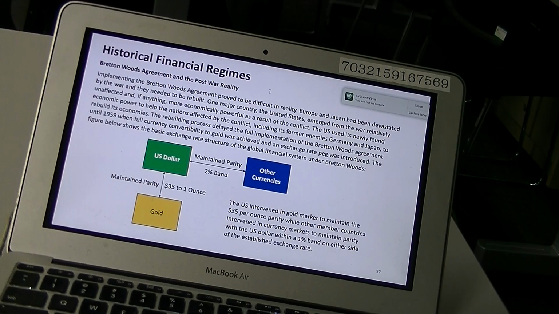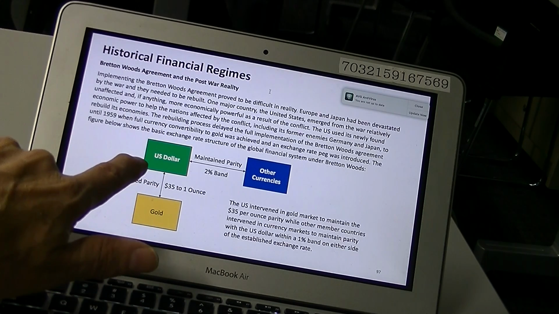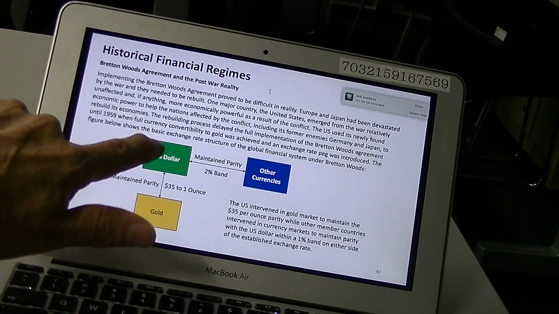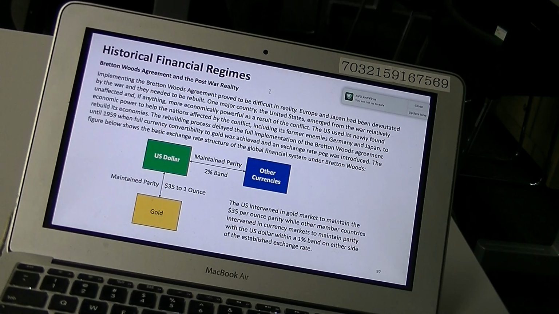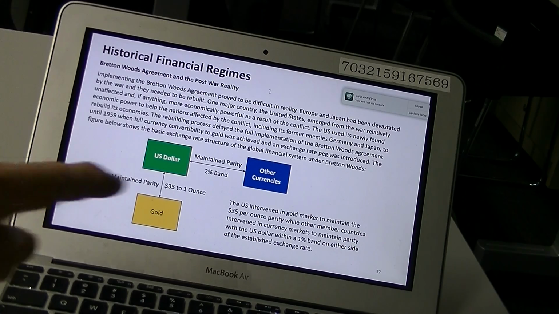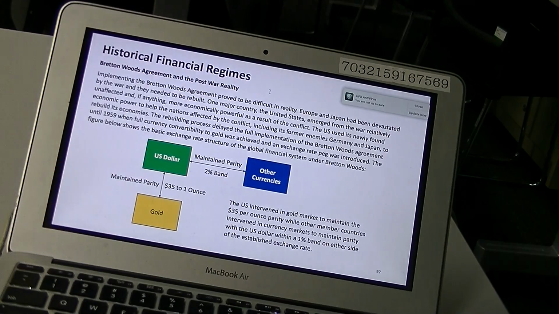The main way that this was done was the structure where the U.S. dollar maintained a parity of $35 to an ounce. So the U.S. dollar was officially linked to gold. The other currencies were basically pegged to the U.S. dollar. So it was an effective gold standard. You could call it a soft gold standard.